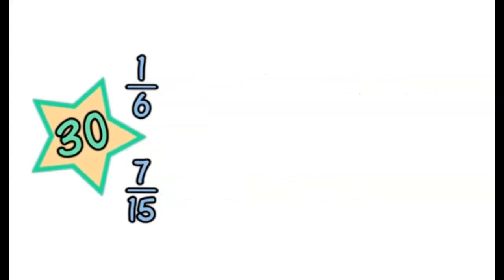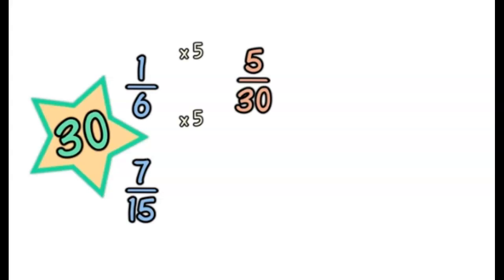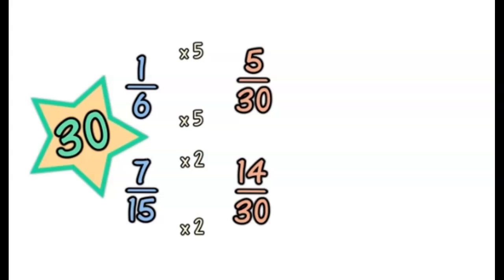Now let's try to make the denominators the same. Note, what you do to the bottom of the fraction, you must also do to the top. When you multiply 6 by 5, you get 30. And when you multiply 15 by 2, you also get 30. 1/6 becomes 5/30. And 7/15 becomes 14/30.